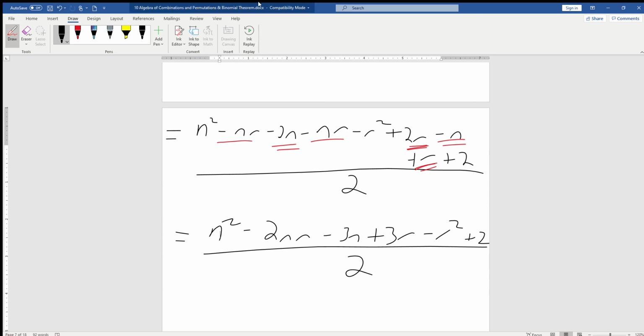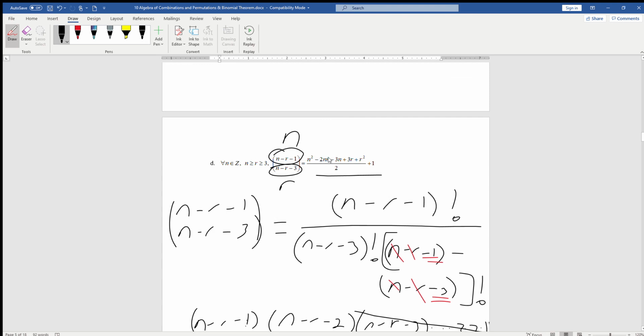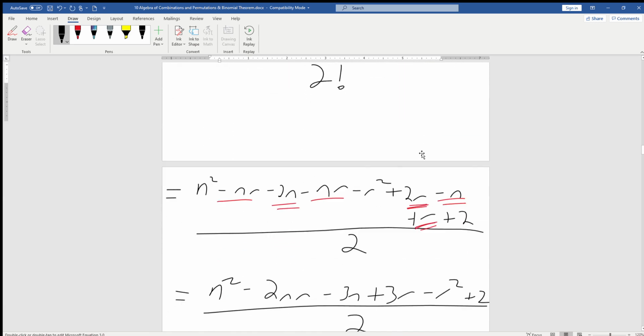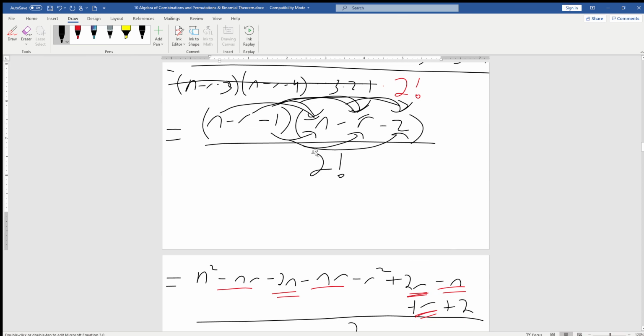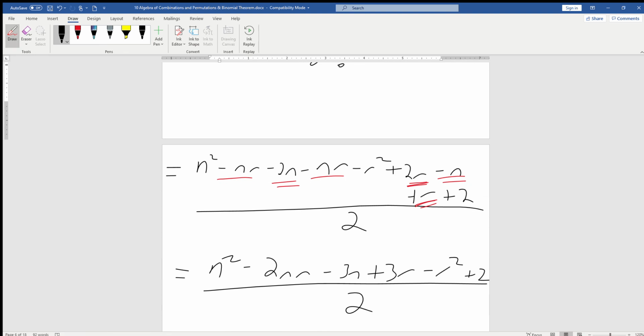And if we go back up to see what it is that we're actually trying to prove, we're trying to show we have an n squared, a minus 2nr, a minus 3n, a plus 3r, a plus r squared, and then a 1. All right, so I may have made a sign error here. Negative r times negative r should be a positive r squared. So excuse me, if we go back, this should be a plus r squared. So I apologize.